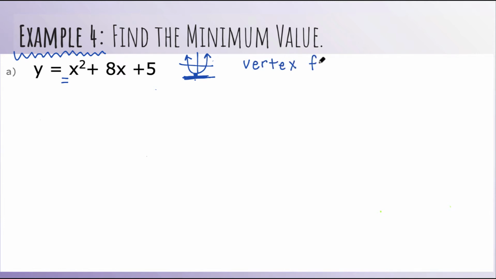So remember vertex form. Vertex form is y equals a times the quantity of x minus h squared plus k. And then the vertex we said is h comma k, and our k, which is our y value for the vertex, will be the minimum or the maximum value depending on the direction of opening for your parabola. So our goal is to change this standard form quadratic to the vertex form.